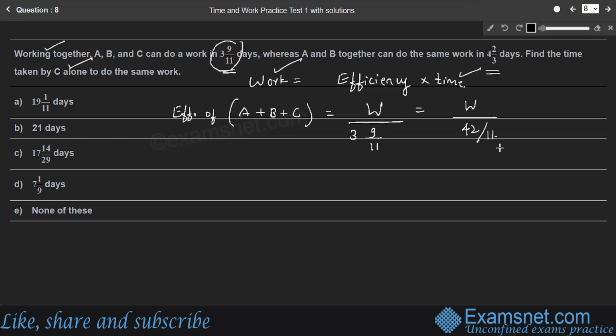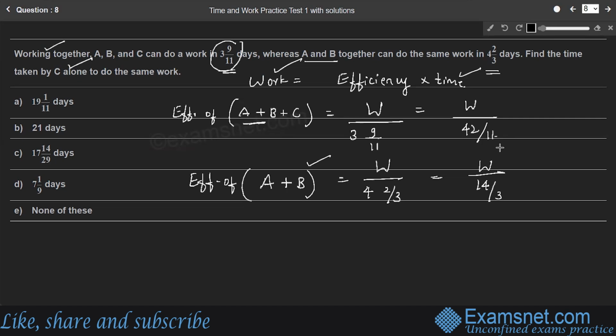Whereas A and B together can do the same work in 4 integer 2 by 3 days. So we'll consider the efficiency of A plus B. Sum of their efficiency is total work divided by number of days taken by them, 4 integer 2 by 3, which is equal to W by 14 by 3. Just substitute the value of efficiency of A plus B in the previous equation.